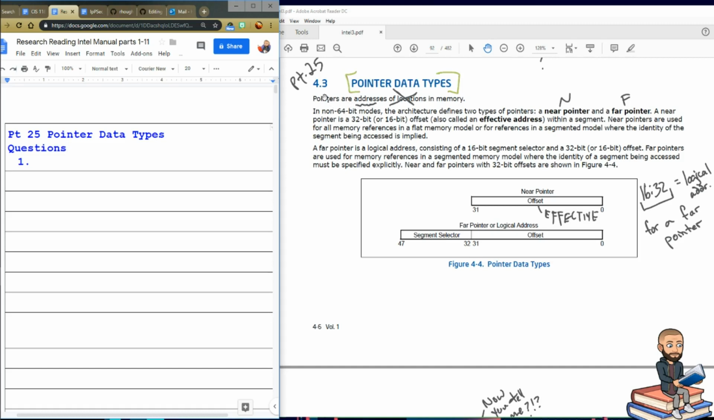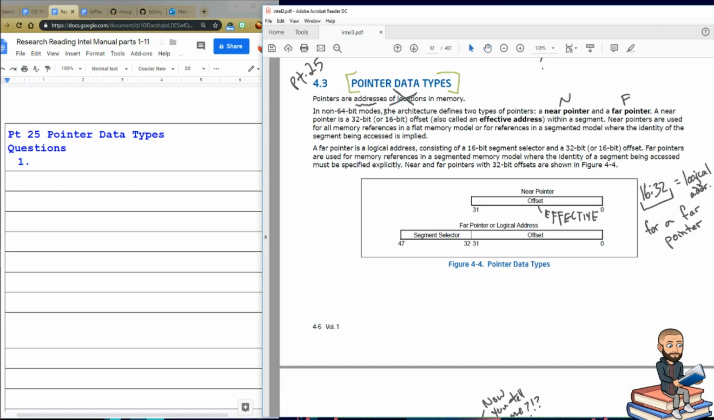And that's the first sentence in this section, and we're on page 92, by the way. If I was Intel, I'd just make it even simpler. I would just say pointers are addresses, period. Now they say in non-64-bit modes, the architecture defines two types of pointers. There's a near pointer and a far pointer. A near pointer is a 32-bit offset, also called an effective address. And this is within a segment.